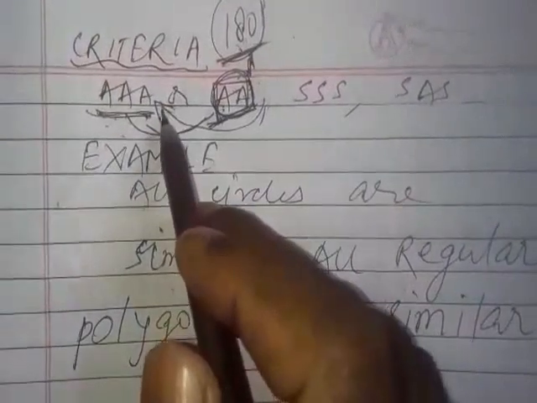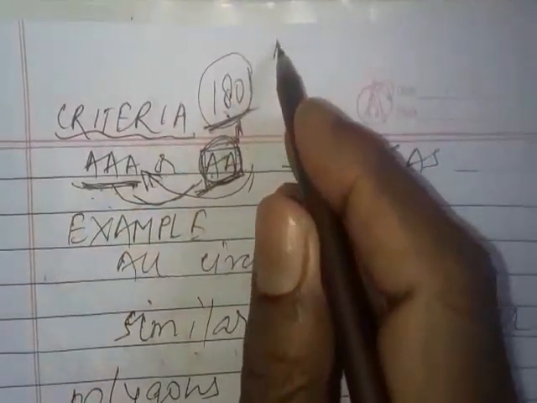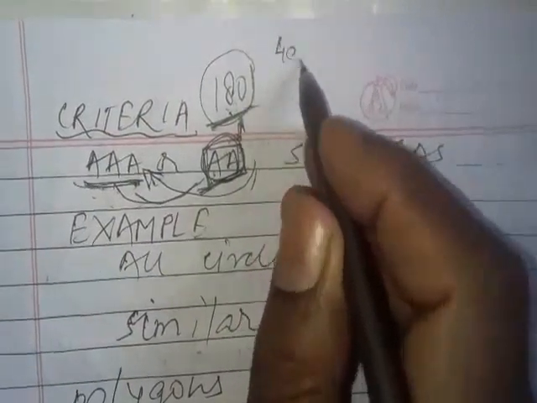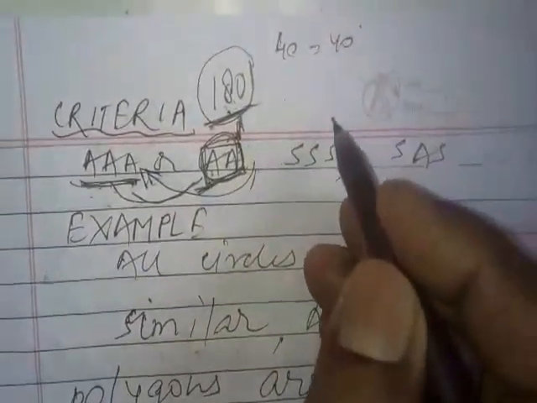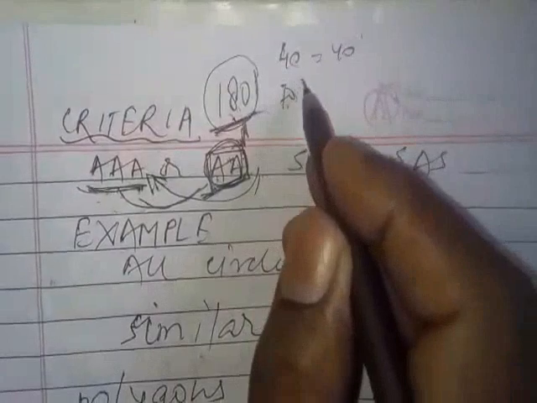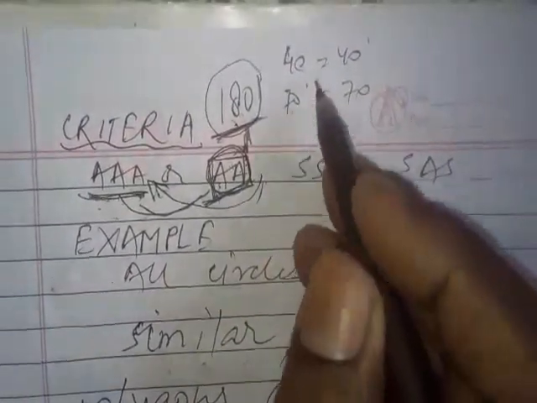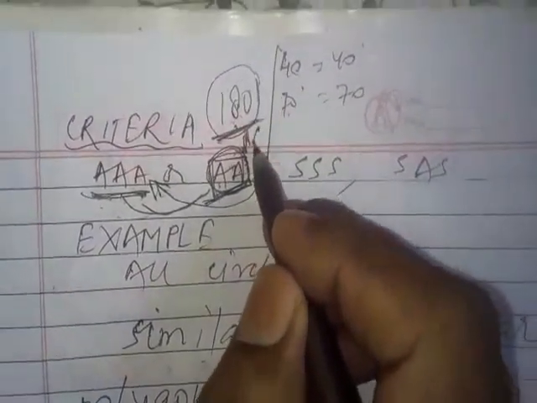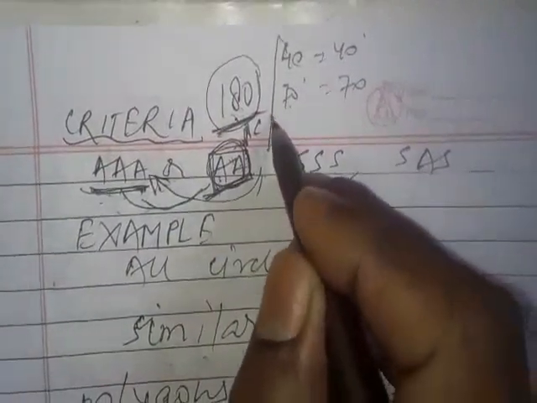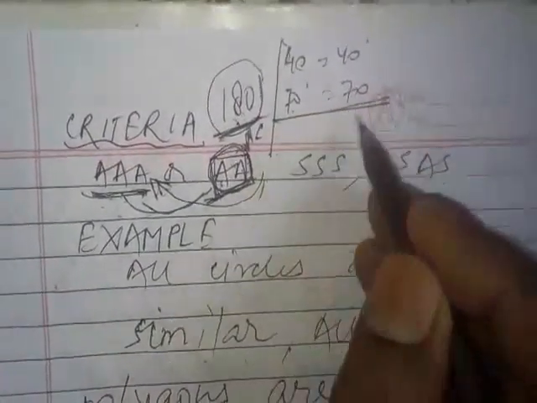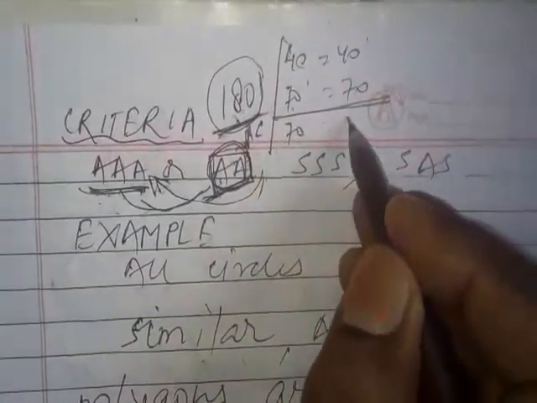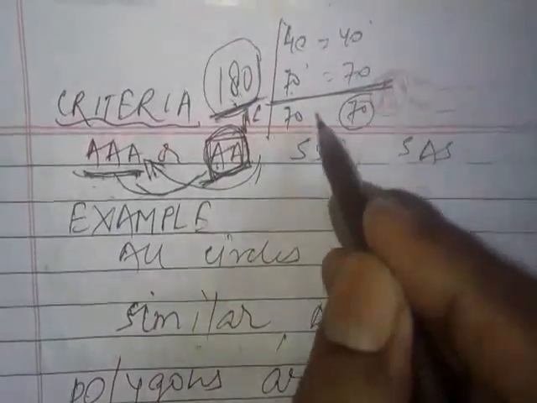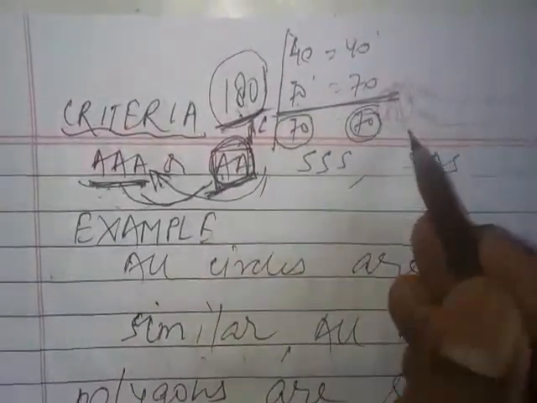You can see in the example that if in two triangles one angle is 40 degrees equal to another 40 degrees, and 70 degrees is equal to 70 degrees, then the third angle in both cases will be equal to 70 degrees.